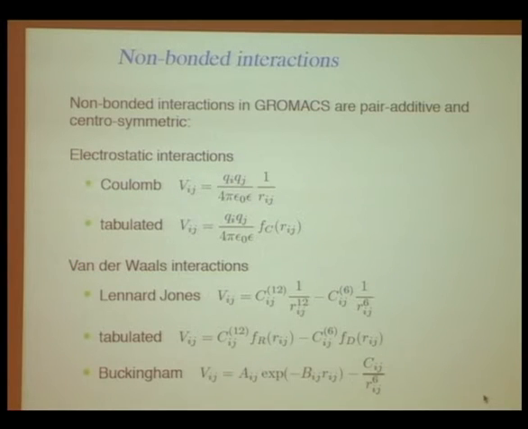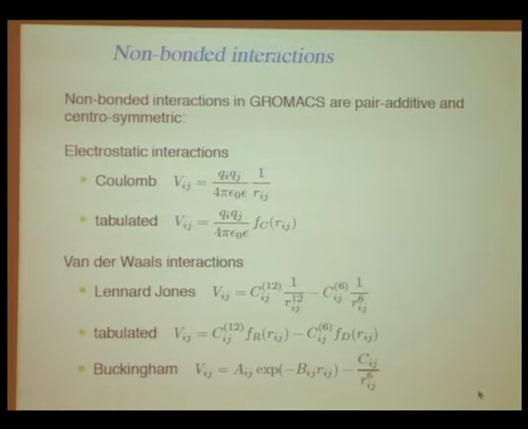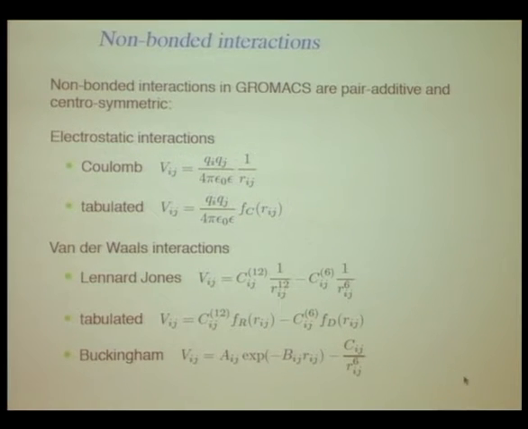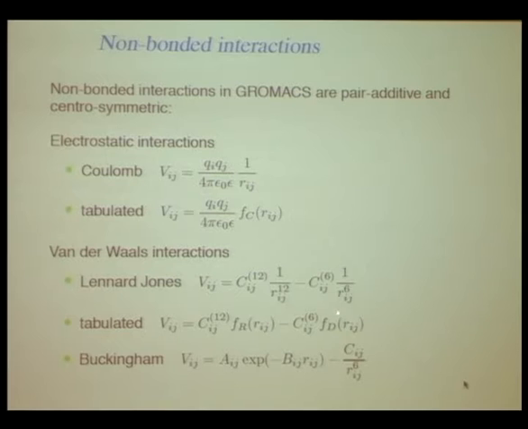The other type of interactions are van der Waals interactions, where Lennard-Jones has been shown already by Eric before. Again, here you can also have tabulated interactions where we now have two tabulated functions that can be set by the user to have any type of interaction he likes with 2 different parameters in here. Or we can have a Buckingham potential which has an exponential in here, but this is not used very often in biomolecular force fields, though it's supported by Gromacs.